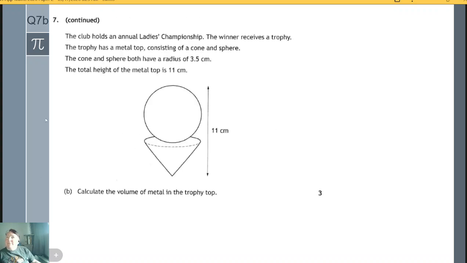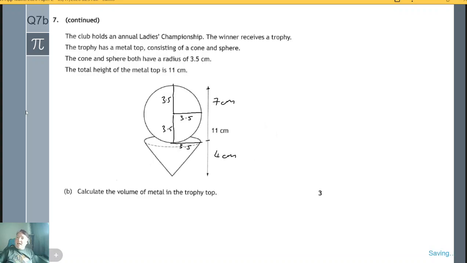Right. Okay. The club holds an annual ladies' championship. The winner receives a trophy, and the trophy has a metal top consisting of a cone and a sphere. The cone and sphere both have a radius of 3.5, so that's going to be 3.5, and that's going to be 3.5, and that's going to be 3.5. So the height there is going to be 7, which means this bottom bit is going to be 4.